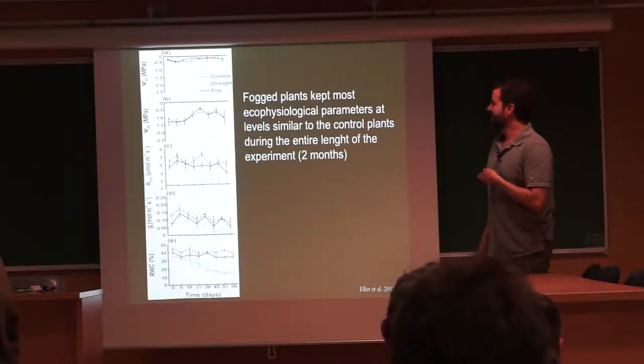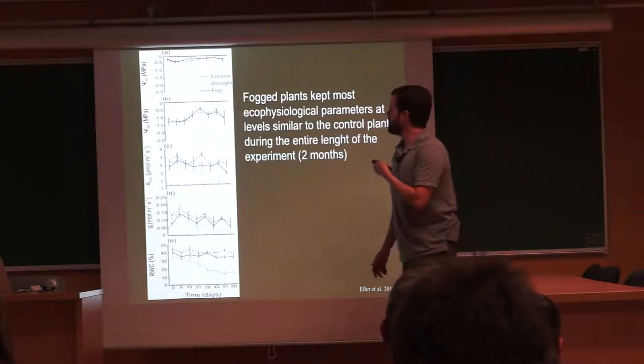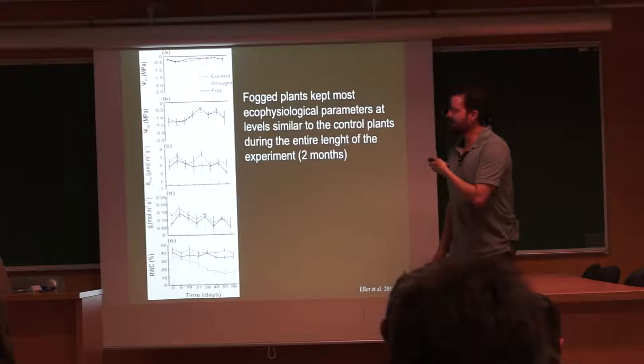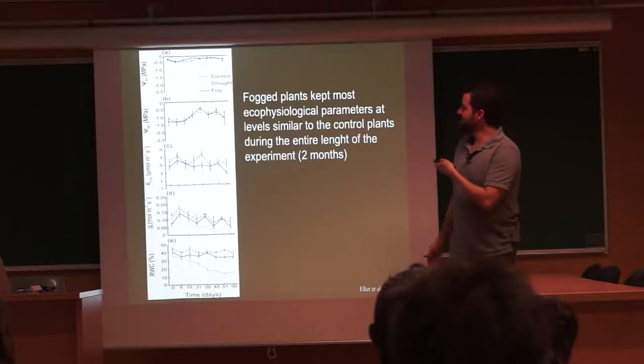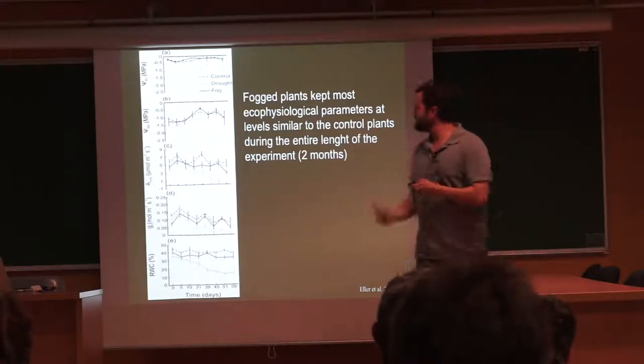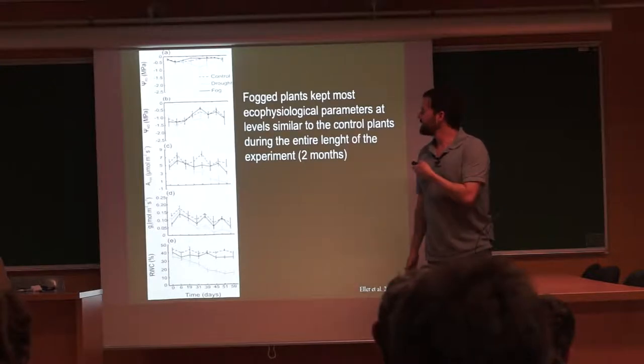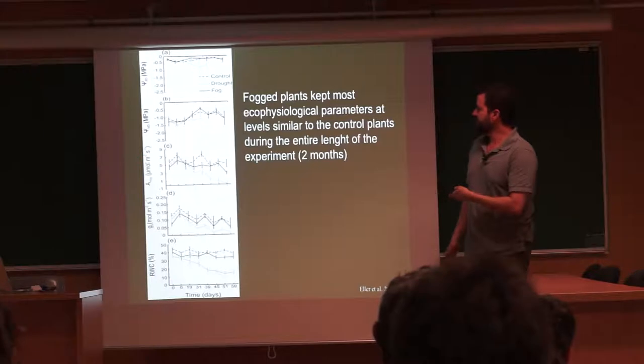Okay, what I want to say here, I try to summarize, these are all indexes of how stressed these plants are, and you can see here that the plants that received drought and after 2 months received fog maintained the same hydration levels as the control plants. Okay, and they also maintained photosynthesis at similar levels between the fog plants and the control plants, and much higher than the droughted plants.